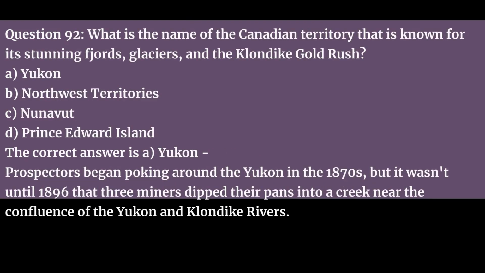Question 92. What is the name of the Canadian territory that is known for its stunning fjords, glaciers, and the Klondike Gold Rush? A. Yukon, B. Northwest Territories, C. Nunavut, D. Prince Edward Island. The correct answer is A. Yukon. Prospectors began poking around the Yukon in the 1870s, but it wasn't until 1896 that 3 miners dipped their pans into a creek near the confluence of the Yukon and Klondike rivers.